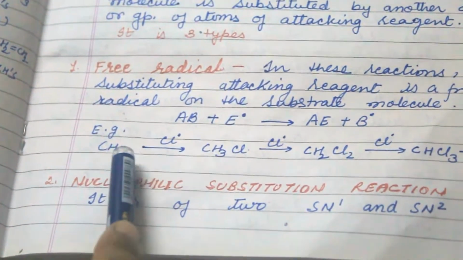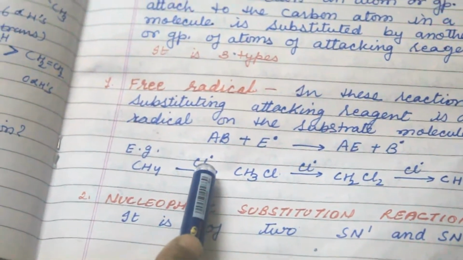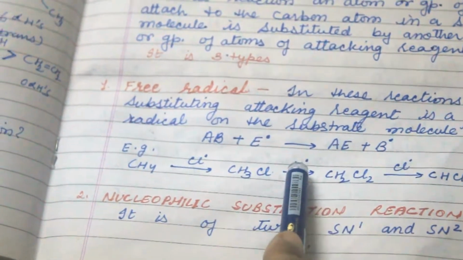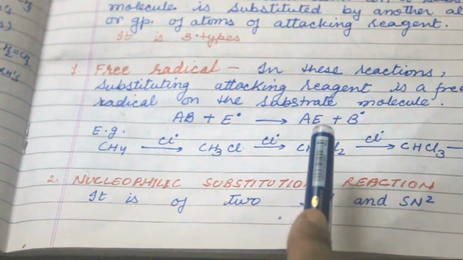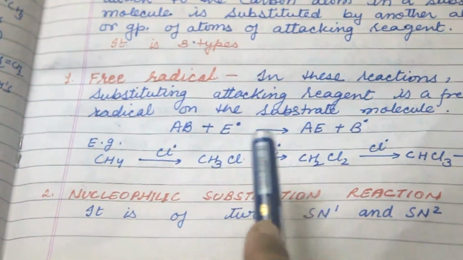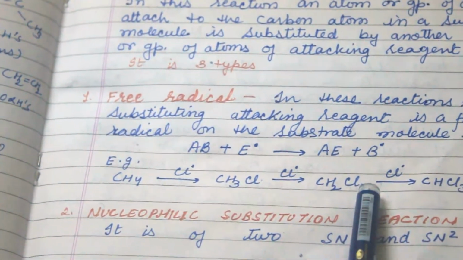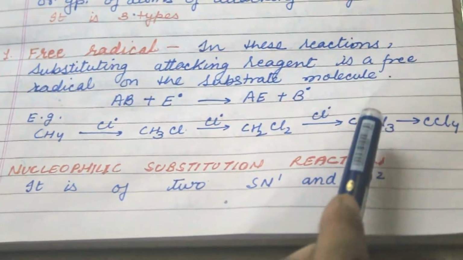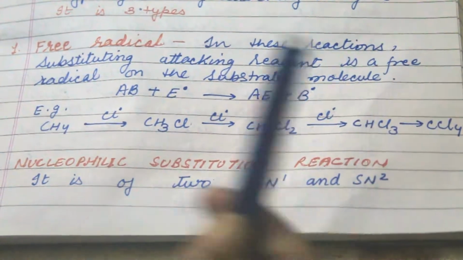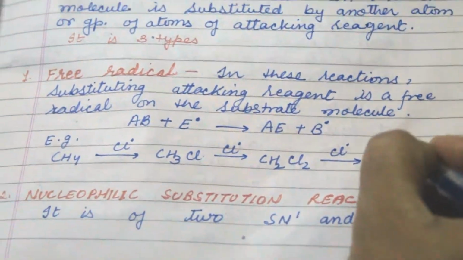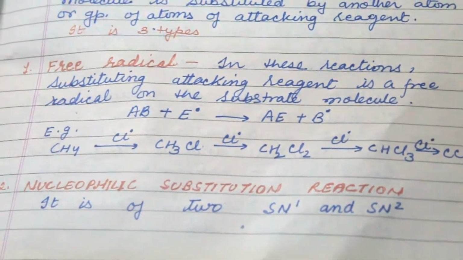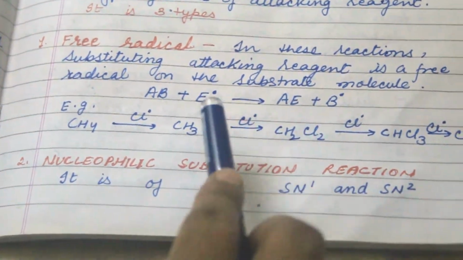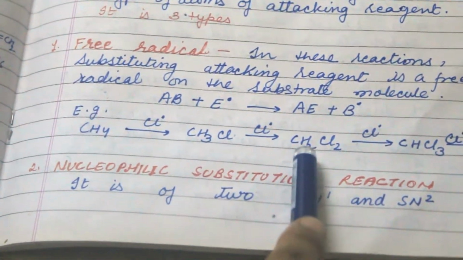In the same manner, when methane reacts with chlorine, one H is replaced and it gives methyl chloride. Again chlorine reacts with the methyl group, then it forms CH2Cl2. Again chlorine reacts with CH2Cl2, then it forms chloroform. Then chlorine again reacts with chloroform and it forms carbon tetrachloride. In this way free radical just substitutes the reagent.